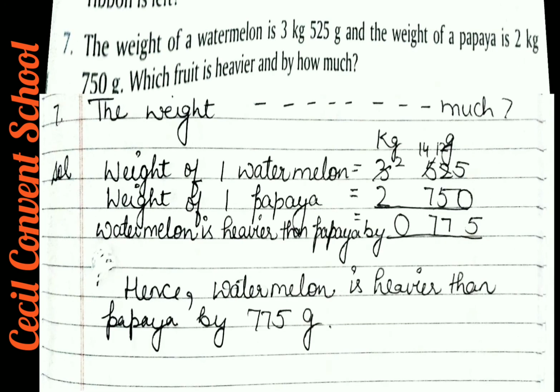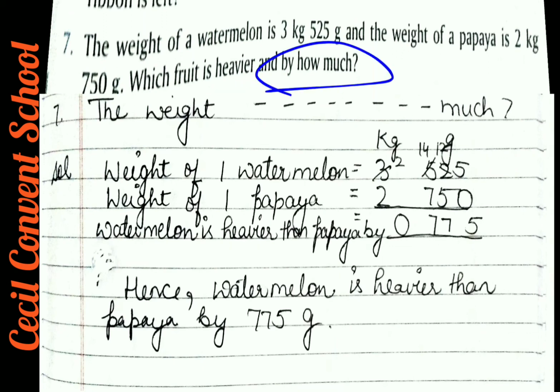Now we do question 7. Question number 7 is a tricky question, but it's easy. The weight of watermelon is given. That means it is equal to 3 kg 525 gram. You write weight of one watermelon is equal to 3 down of kg, 525 down of gram. Clear? Then they said, and the weight of papaya, you write weight of one papaya is equal to 2 kg, means 2 down of kg, 750 down of gram. Clear? Then you tell which fruit is heavier. You can see weight of watermelon is more than papaya. So you write watermelon is heavier than papaya.